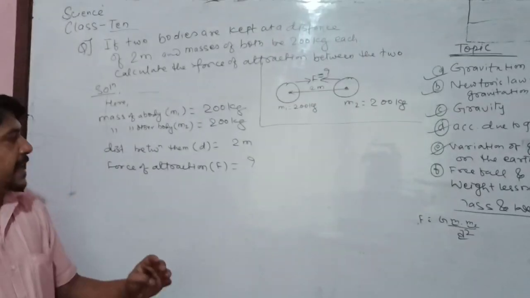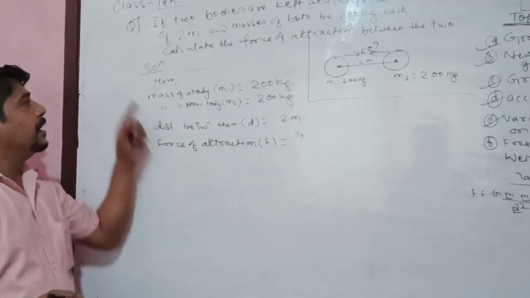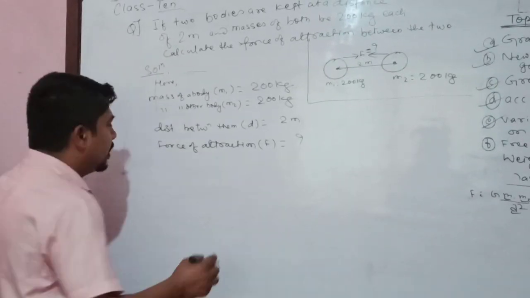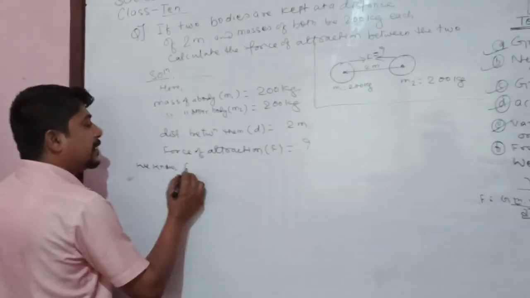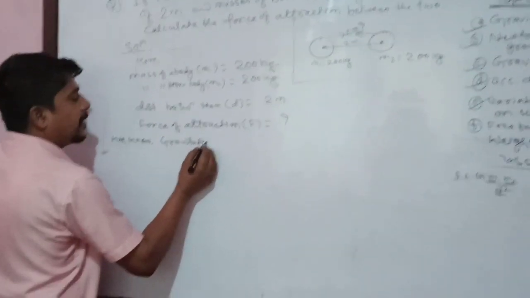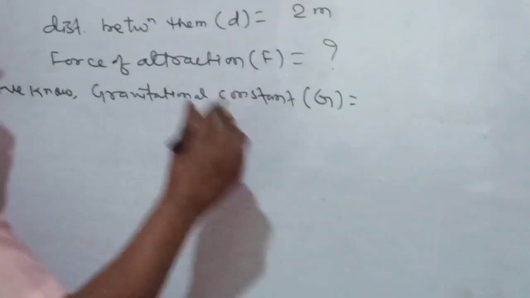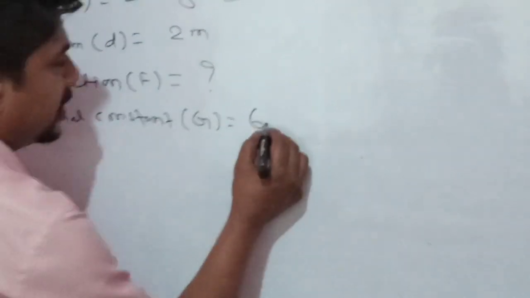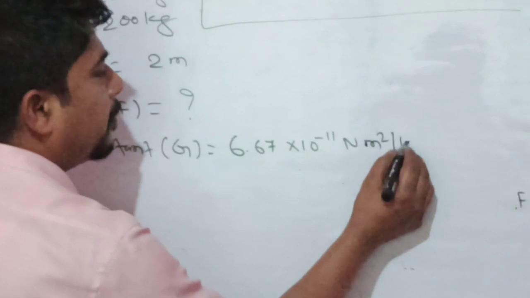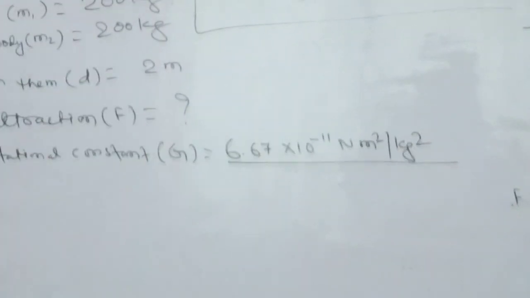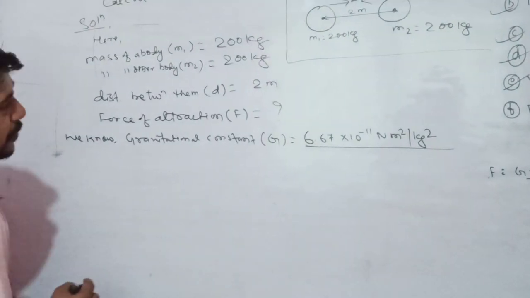As we said earlier while teaching, the universal gravitational constant G is a constant, meaning its value is fixed, and we can write its value directly even if it is not given. So we know the gravitational constant: capital G equals 6.67 times 10 to the power minus 11 Newton meter square per kg square. This is a known data value. Since it is a universal constant, we can write this value directly.